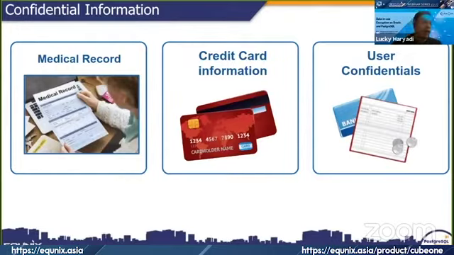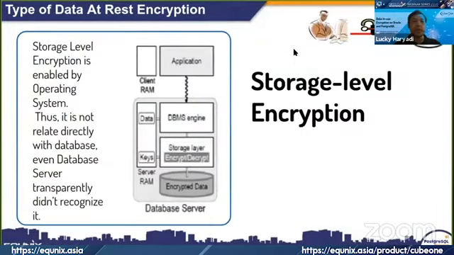Okay, and how can we protect it? There are many types of data at rest encryption, like using storage level encryption. This is, I think, the very basic thing about data at rest encryption: when we store the data, the data should be encrypted by storage level encryption by the operating system.